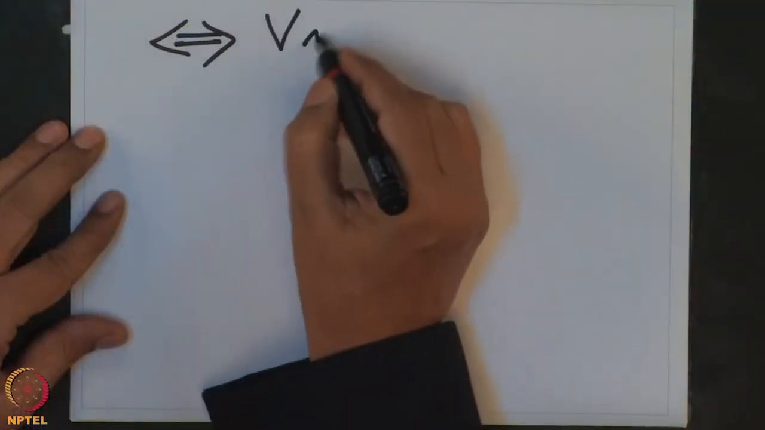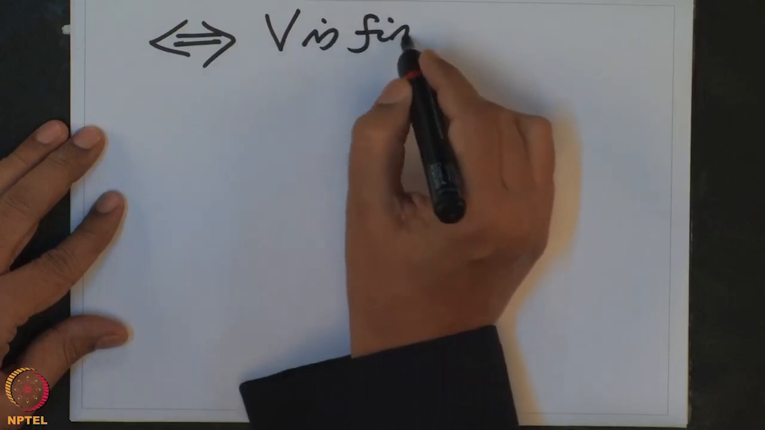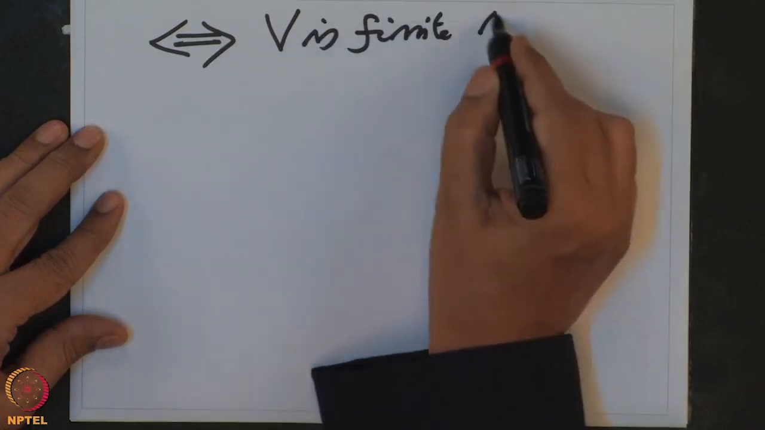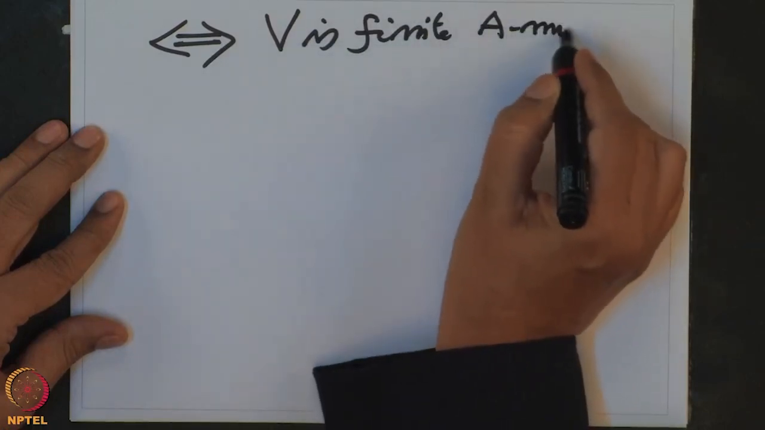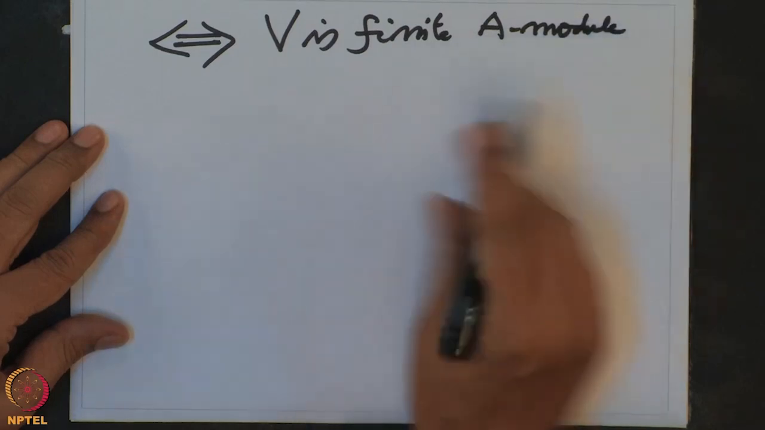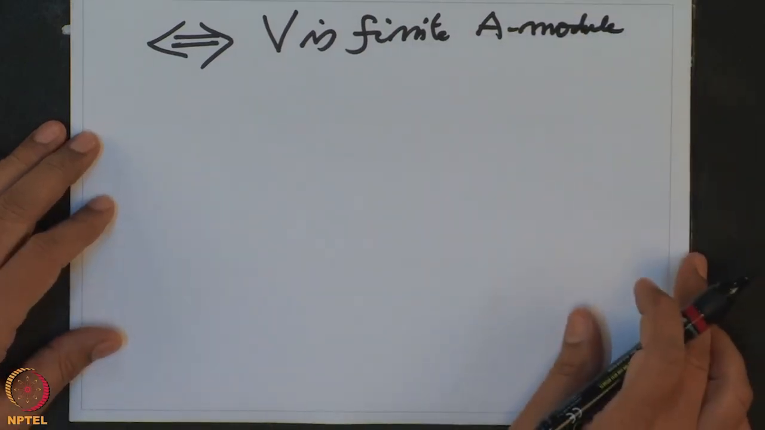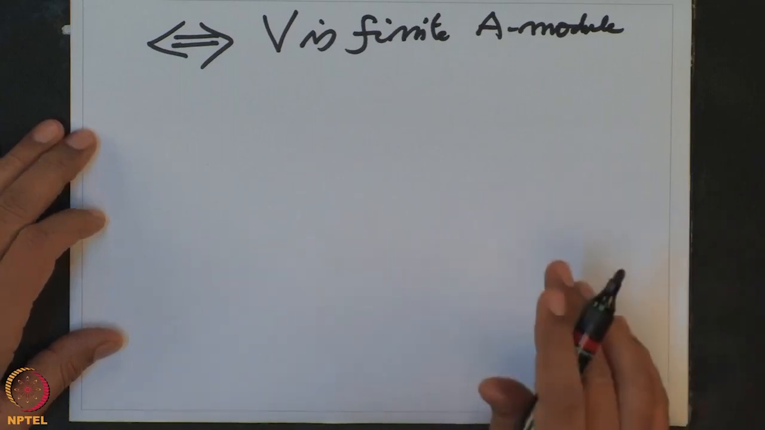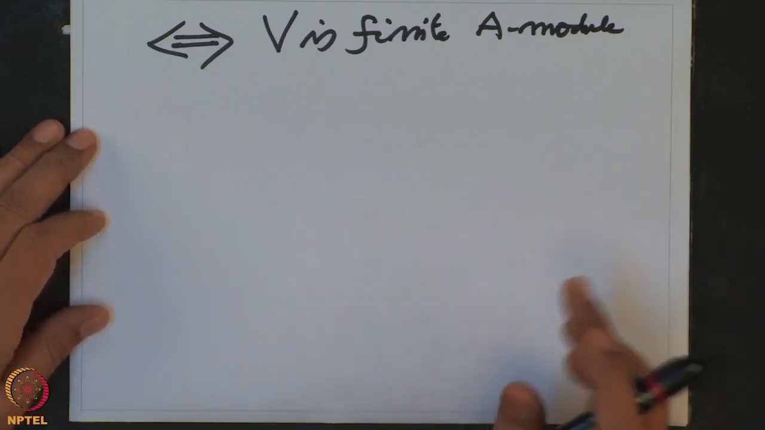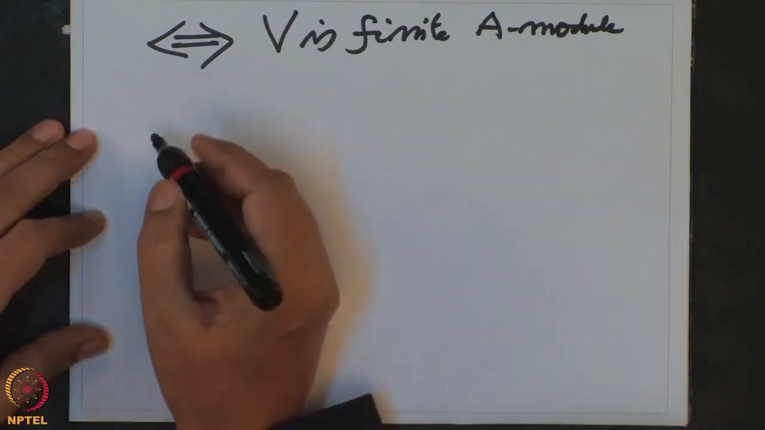And also this is clearly equivalent to the following, that V is finitely generated. So finite A module. Our convention is when I say module is finite, that means V is a finitely generated module. So these clearly are equivalent. I am not going to prove that. And the dual concept is Artinian.